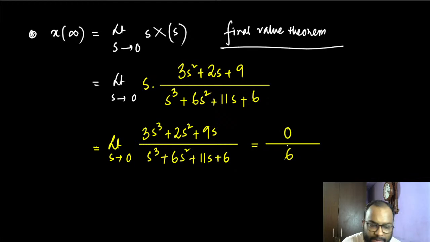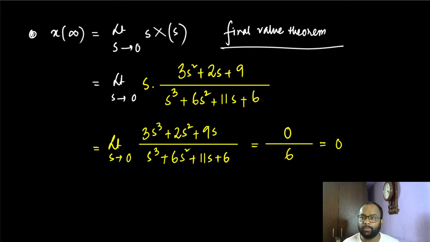So this is not an indeterminate form. It is not something by 0. It is not 0 by 0. It is not infinity by infinity. So it is a very well defined determinate form. Right, so it can be determined very easily. So this is 0 by 6. So of course the limit is 0.